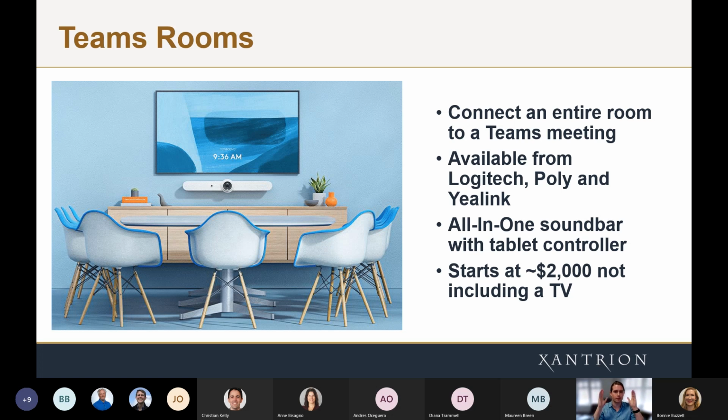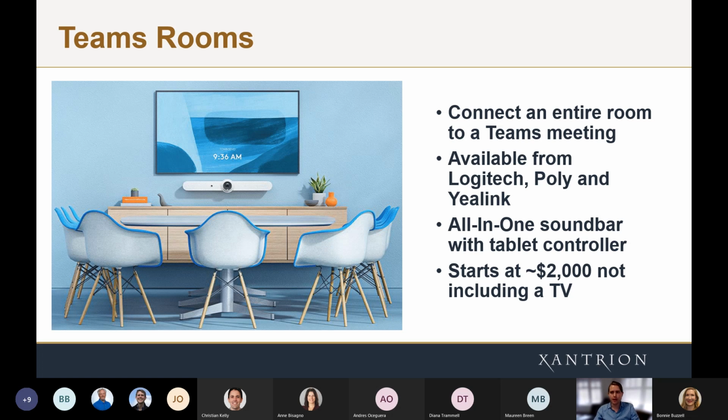So if you have one person in the room, it zooms in on that one person. If you have 6 people in the room, it zooms out so that everyone can be visible on camera. It has a really advanced microphone array with beamforming technology so that it can locate exactly who's talking and isolate their voice as opposed to picking up a lot of background noise. And then it has a really nice speaker system as well with room filling sound.